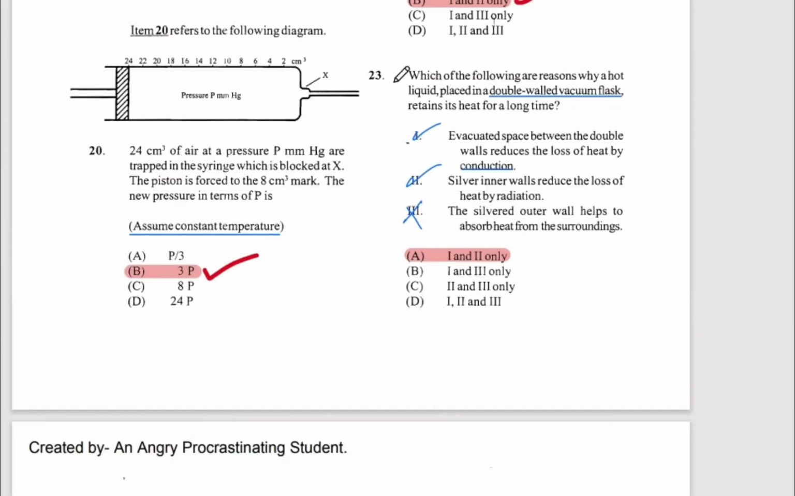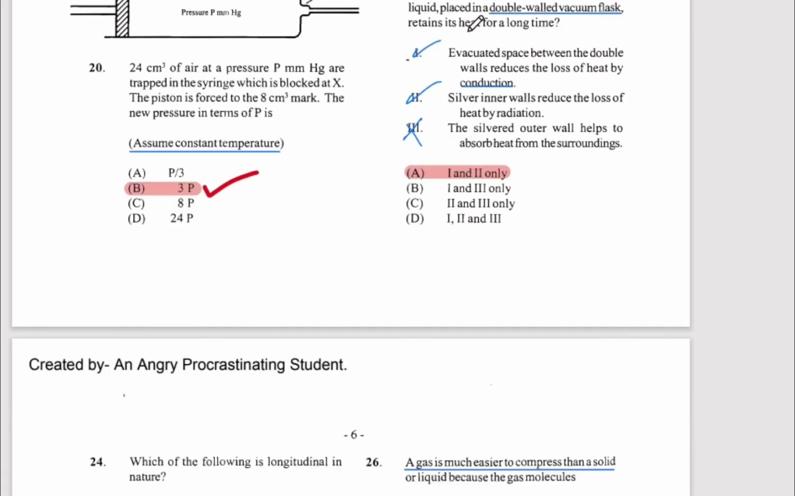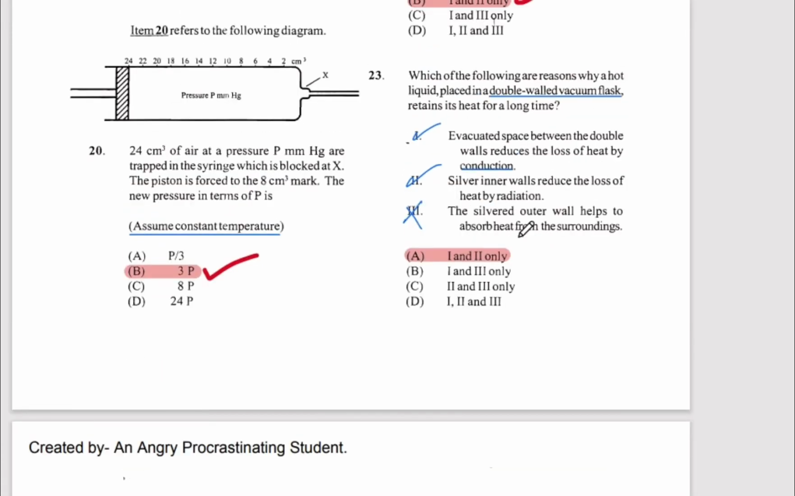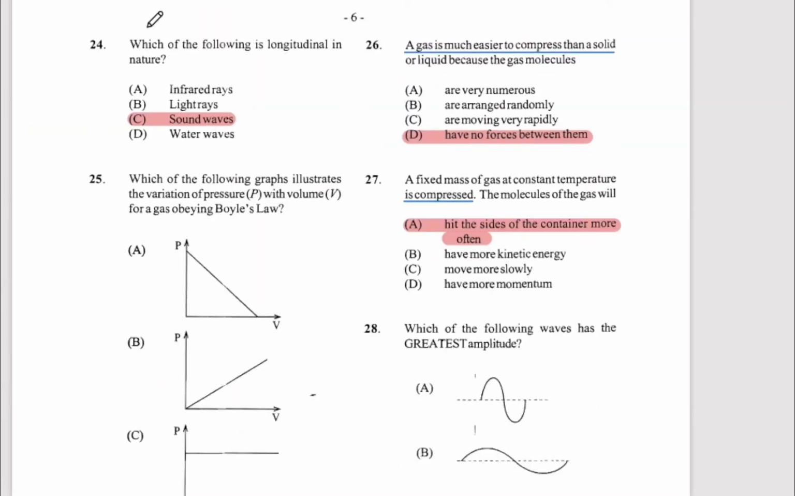Question 23. Which of the following are reasons why a hot liquid placed in a double-walled vacuum flask retains its heat for a long time? And the answer for that is, of course, A. Question 24. Which of the following is longitudinal in nature? And that's sound waves.